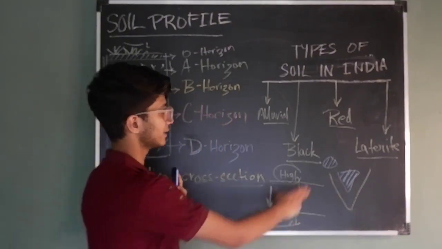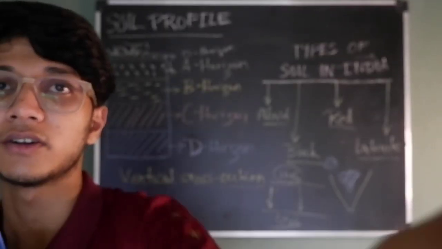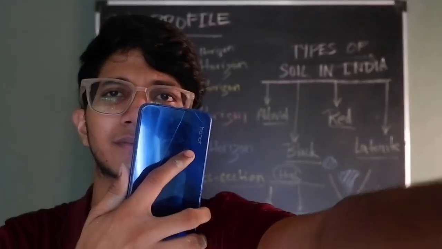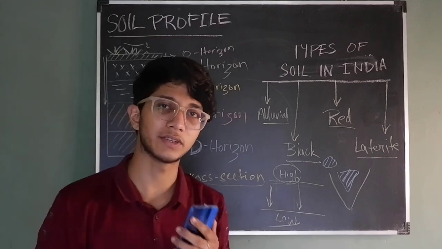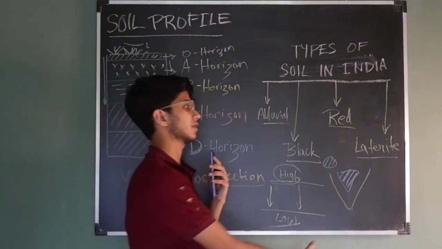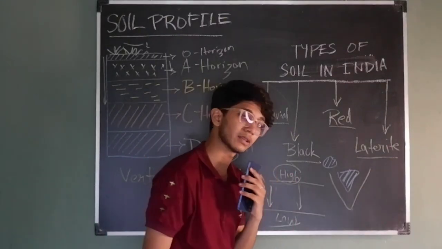Okay, then is the red soil. The red soil is due to the presence of iron. There is a high presence of iron in this, which causes the formation of red soil. Okay, and then there is the laterite soil. The laterite soil is made due to the leaching of various nutrients, which causes a lack of nutrients, and this is called the laterite soil.